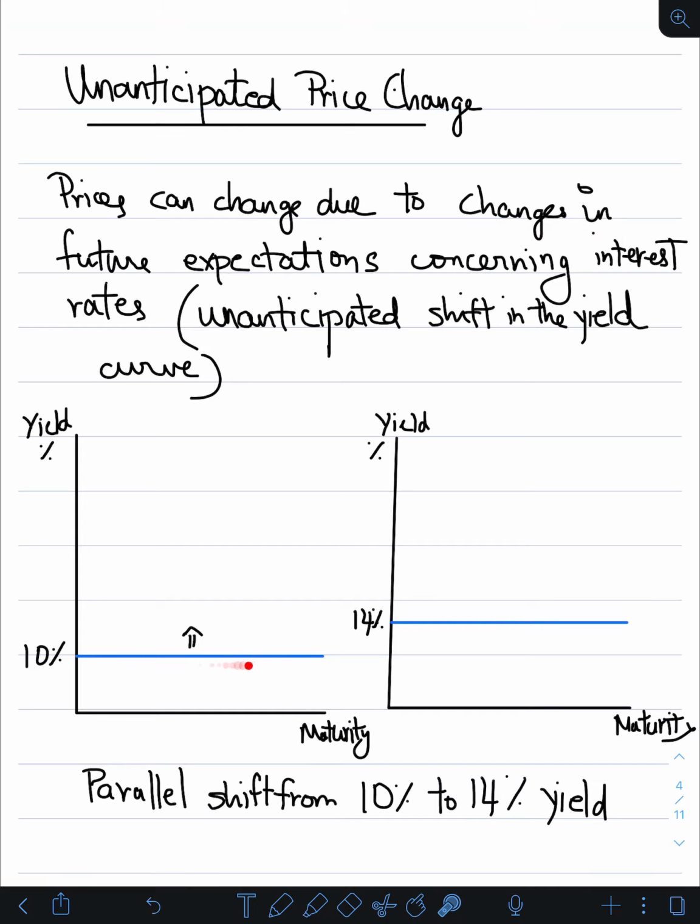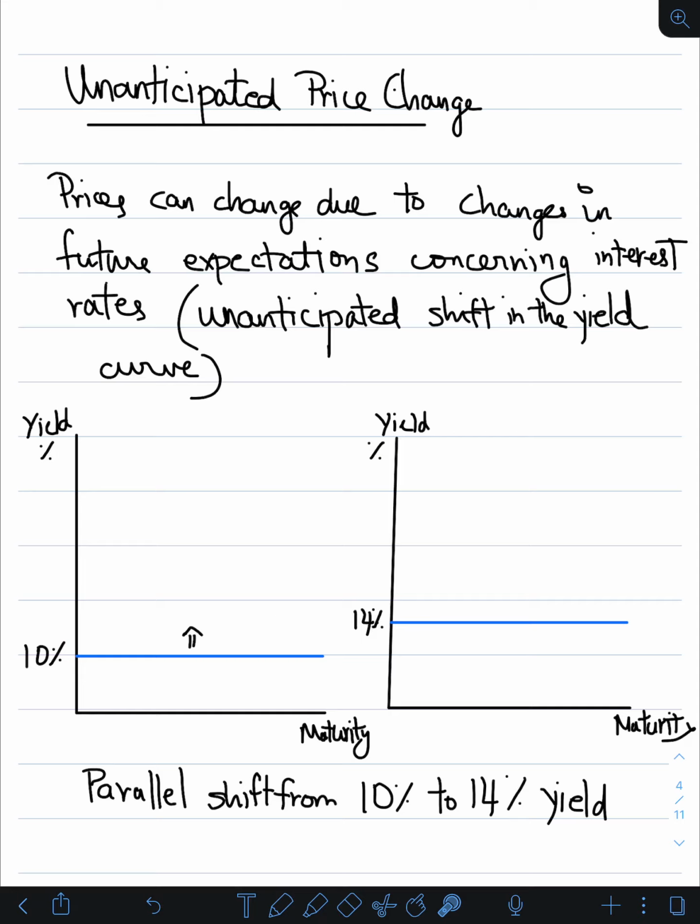So this is how a flat yield curve looks. If you remember, I said a yield curve is just a plot of the yield against maturity, and we're assuming a flat yield curve. That means regardless of whether you're at 1 year, 10 years, or 30 years to maturity, we're still at 10% all the time. Okay, it's a flat yield curve. And now there's an unanticipated shift. Suddenly, instantaneously, this moves up to 14.